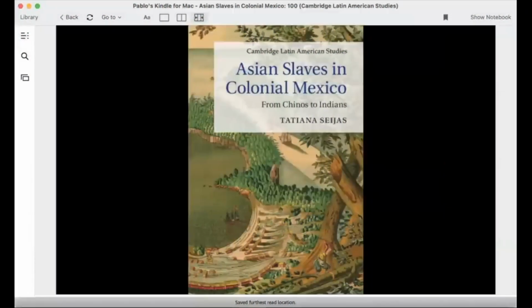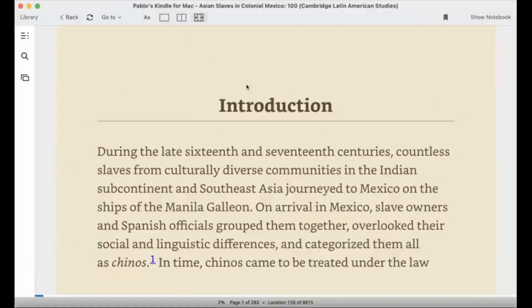Go ahead and read this book right here, which is called Asian Slaves in Colonial Mexico, From Chinos to Indians by Tatiana Seijas. We just hear Chinos to Indians, so a lot of people like to generalize and assume when they're talking about Chinos, they're talking about modern day Chinese or people from China, pale skin, straight hair, what we picture of Chinese today. But actually, as it says in this book, I'm going to read it to you right now in the introduction.